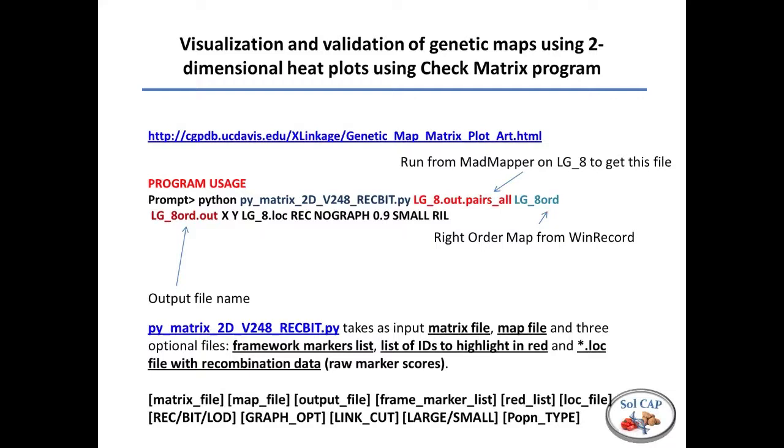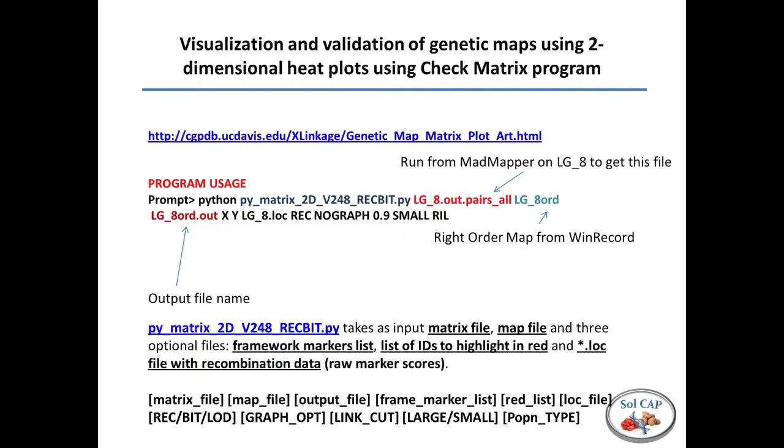The X and the Y, in this case, are just basically dummy variables where if you do have a framework marker list, you would put the name of that file with the framework marker list. If you actually have a list of markers that you want to highlight in red, or basically highlight, in this case it's going to come out in red, for any reason. They could be key anchor markers, they could be markers for traits that you're interested in. It really doesn't matter. Any markers that you want to list in red.